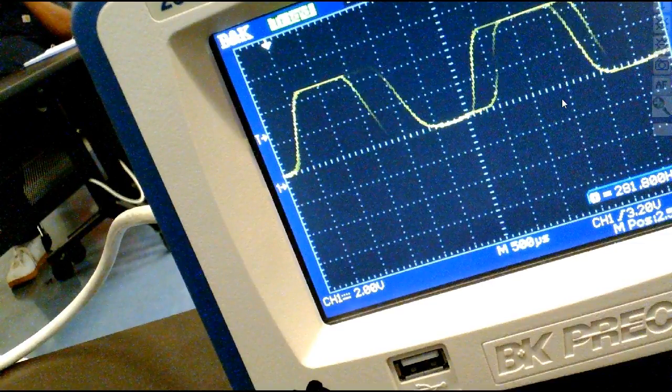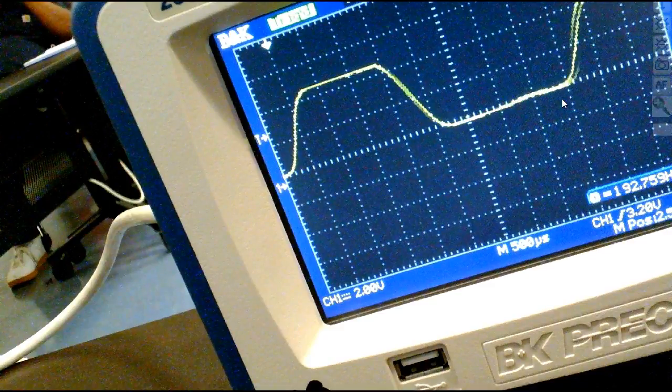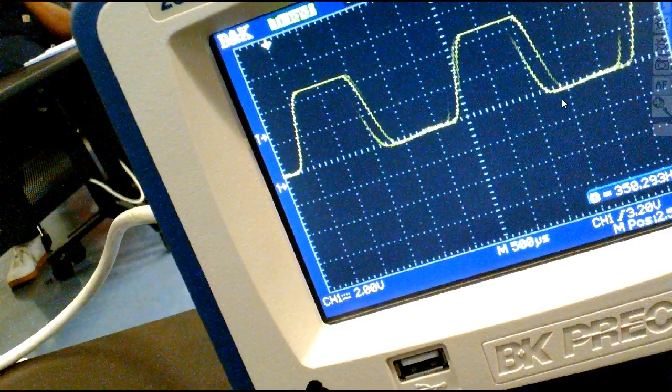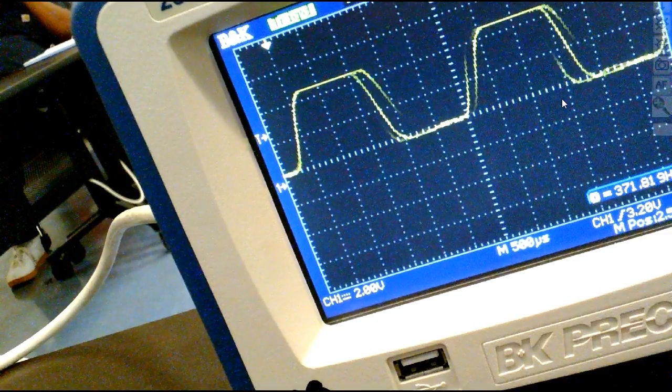Now this is giving us the time. So as I slow the motor down, time goes up. If I speed the motor up, time goes down. Do you follow this so far? We're okay.